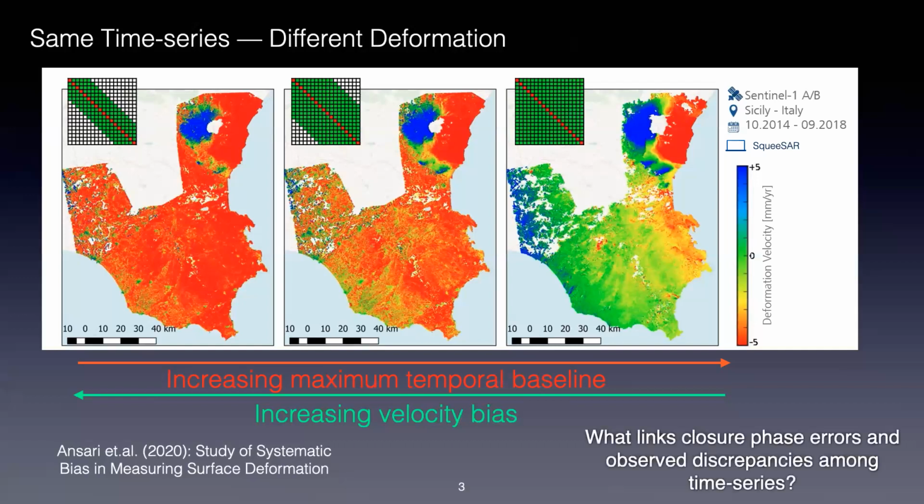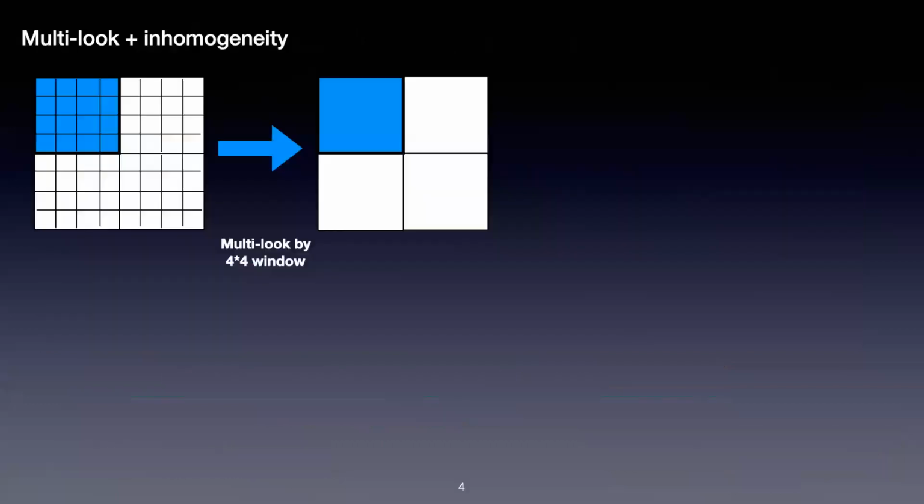In this talk, I aim to answer the following question: what links non-zero closure phase and the observed discrepancies among time series? And I'll present a model which will consistently explain both observations. Since non-zero closure phase only occurs in multi-look interferograms, naturally we start by investigating the role of multi-looking.